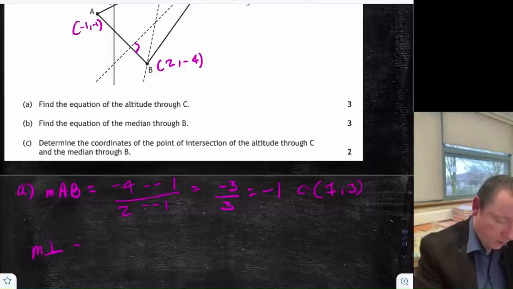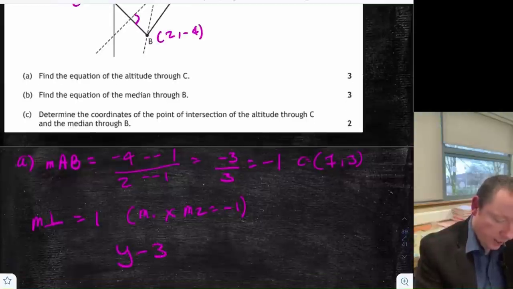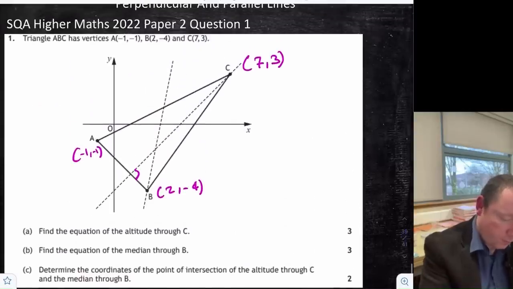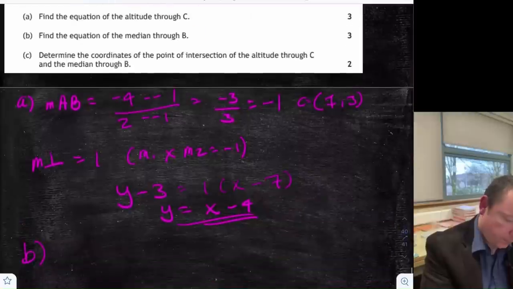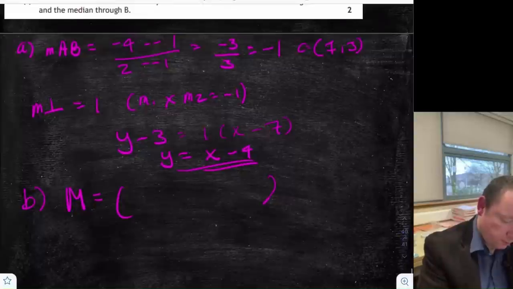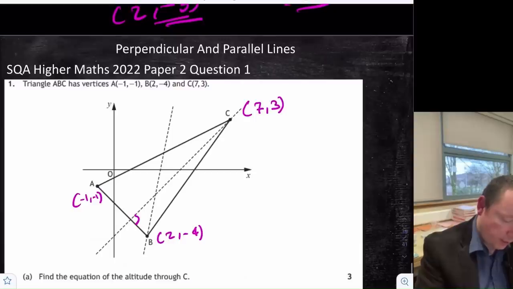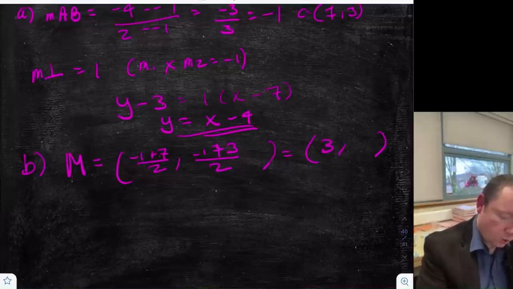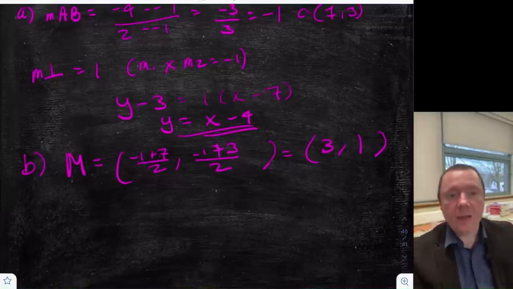So the gradient of our perpendicular is equal to 1 because m1 times m2 equals minus 1. So we've got y minus 3 is 1 times x minus 7, or y equals x minus 7 add 3, which is minus 4. So we've got our equation for our altitude. Part b, find the equation of the median. So the median through B means we need the midpoint of A to C. So let's call the midpoint M. We've got minus 1 plus 7 over 2, and minus 1 add 3 over 2. Seven minus one is six, divided by two is three. Three minus one is two, divided by two is one. So we get 3, 1.